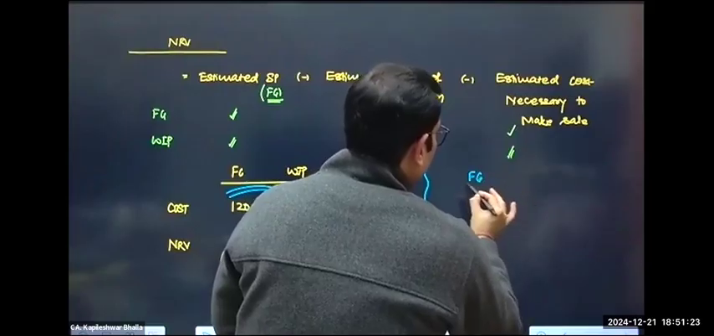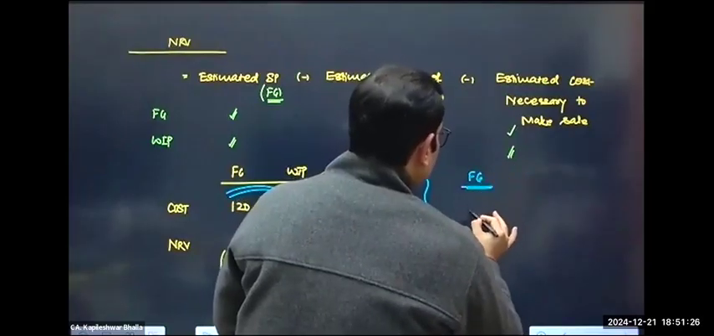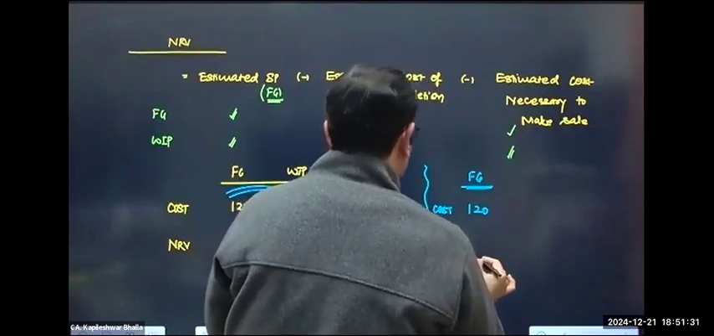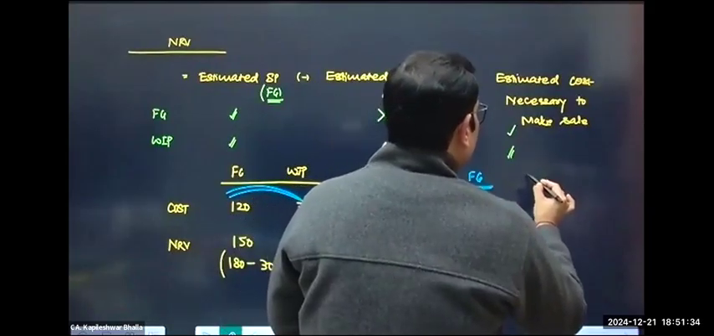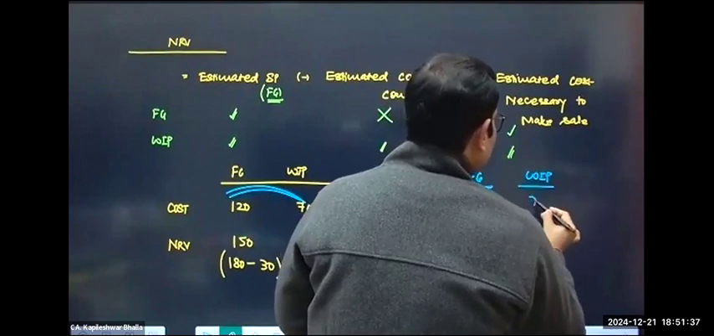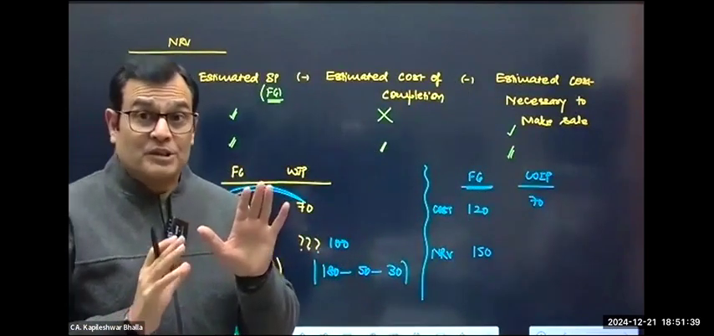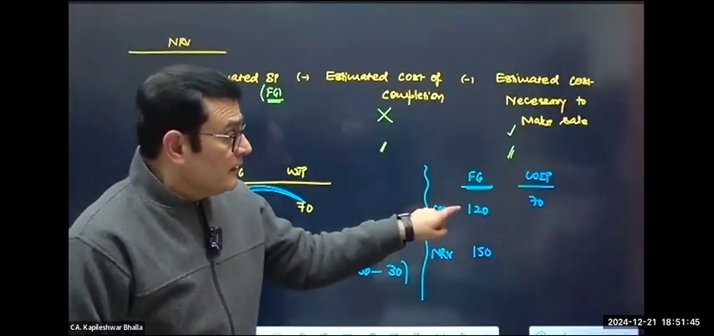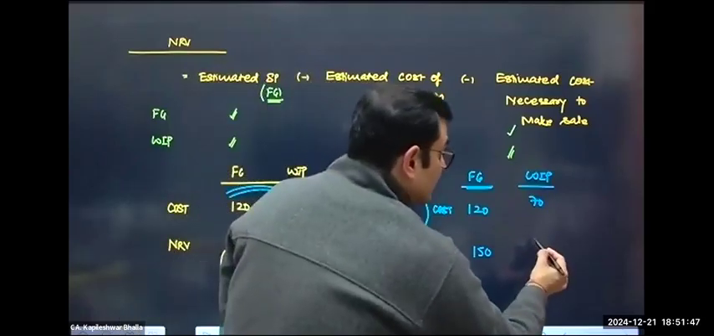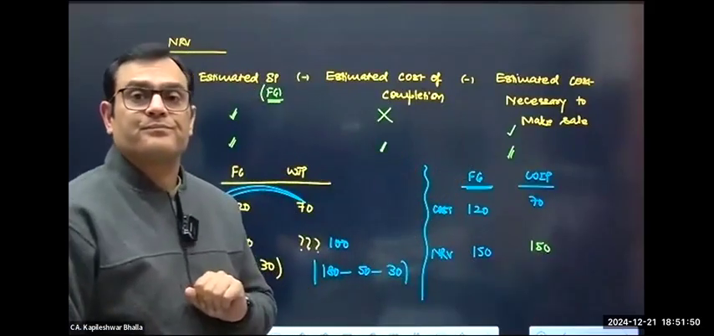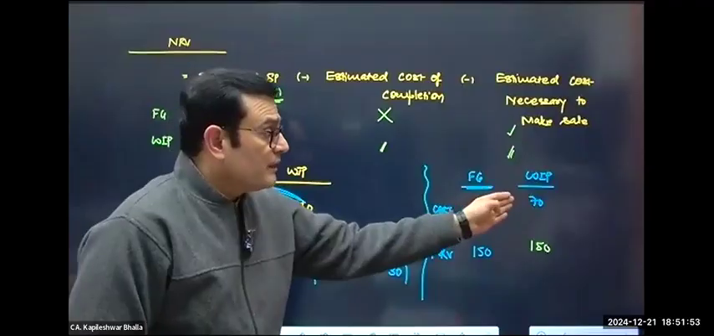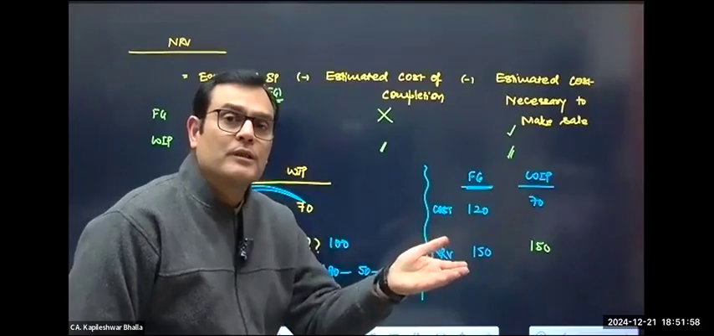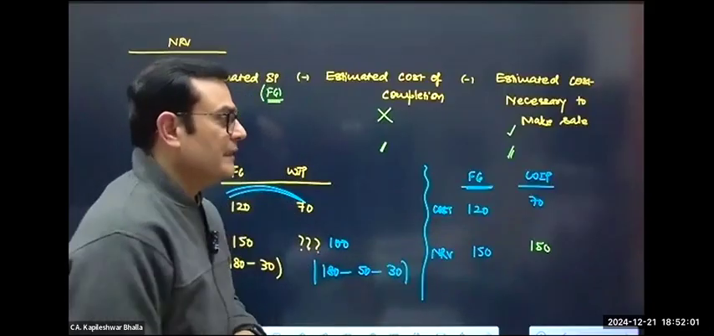If you look at the finished goods, the cost is 120 and the NRV is supposed to be 150. If you look at the WIP, the cost is 70. Now, watch this very carefully. If this clicks, it clicks in a second. Can I say that 70 and 150 are comparable? Of course not. This is a cost of an incomplete item and this is the NRV of a complete item, so they're not comparable.